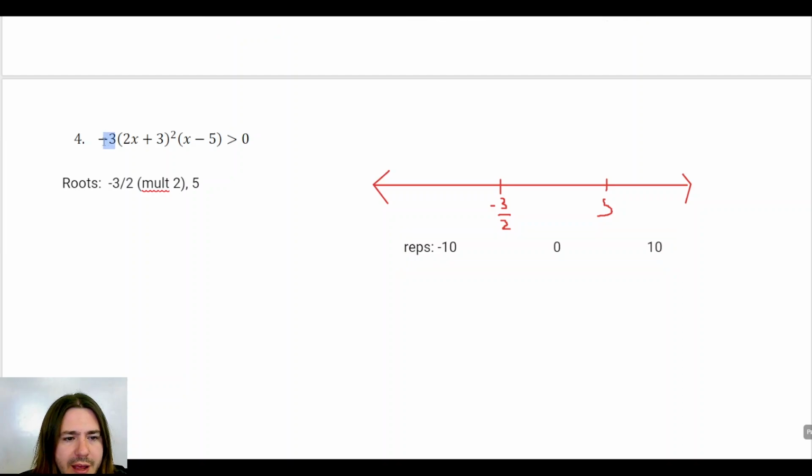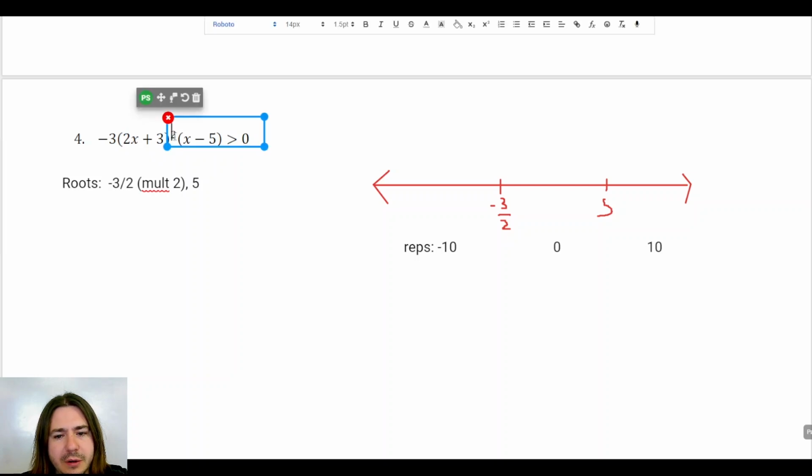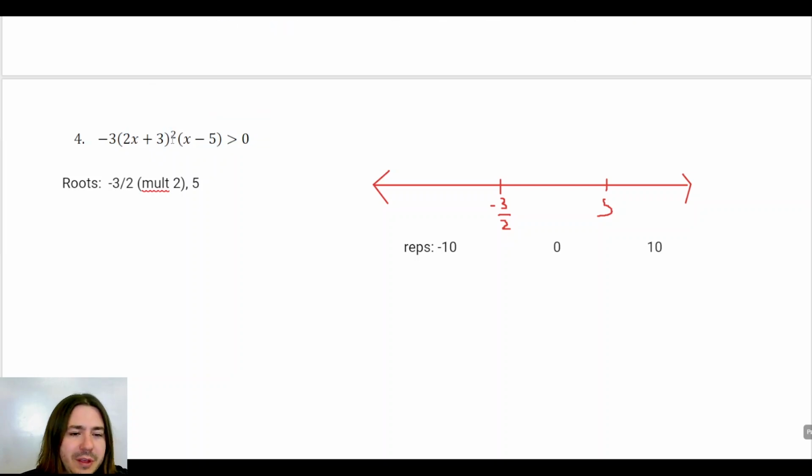Now, as I plug these in, we've got this -3 hanging out there. So this is just going to be -3 every time. It's going to be a negative times something times something. This being squared, this number is always positive. So we don't really need to test this at all, because we know this will always be positive, because this equals 0. This equals 0. Because we're squaring it, right? And when you square a number, it always becomes positive.